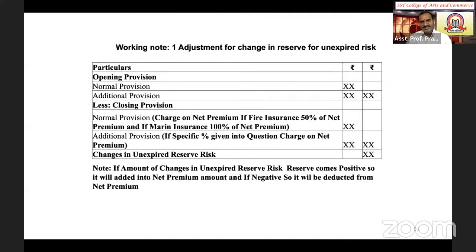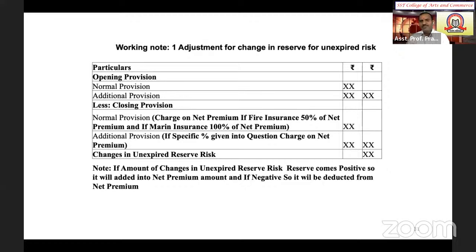Now many students make mistakes in how to calculate that. See, there is a format for calculating the adjustment for changes in reserve for unexpired risks. So the opening provision is given in the question, opening provisions आपके क्वेश्चन में दिया जाएगा, and in that opening provision some opening balance of unexpired risk reserve we call the normal provision, and some additional provision will be there. So both are given in the question, and from that we deduct our closing provision.